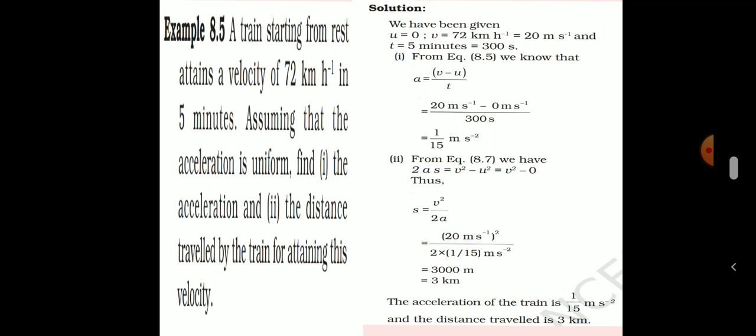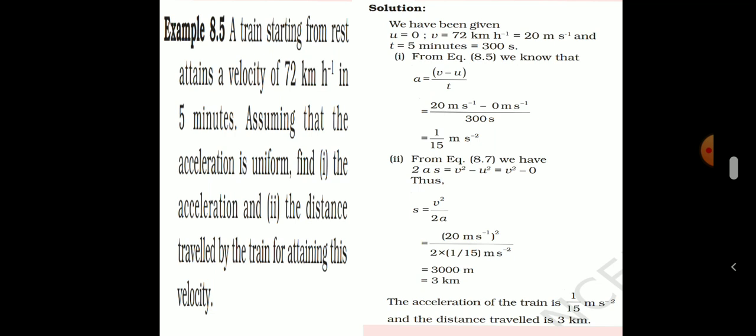Here we have just converted it into meter per second. And the time for this is 5 minutes, so the time is converted into seconds. And it is stated that the train is moving with uniform acceleration. Uniform acceleration means the velocity is increasing at a constant rate.